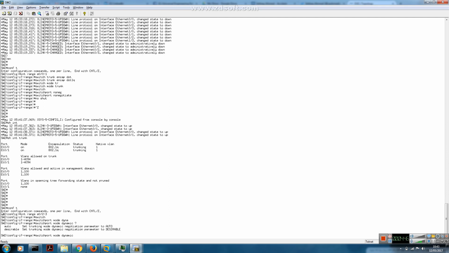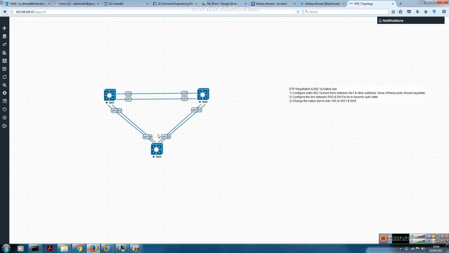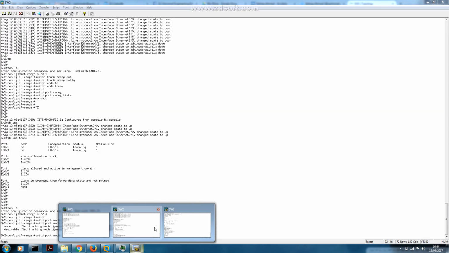and we have 2 options, auto and desirable. The auto command puts the interface in the passive state of negotiating to form the trunk, whereas desirable is the active state, where the port is actively negotiating to form the trunk. So if both ends, here of switch 2 and switch 3, are configured as auto, the trunk will not be formed. But if one or both are configured as desirable, the trunk will be formed. In this exercise, we will be configuring them both as auto. So the trunk should not be formed.